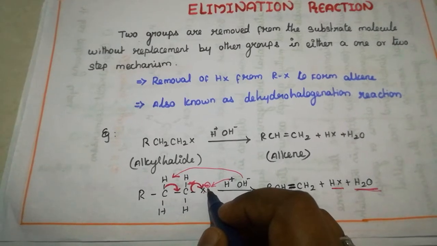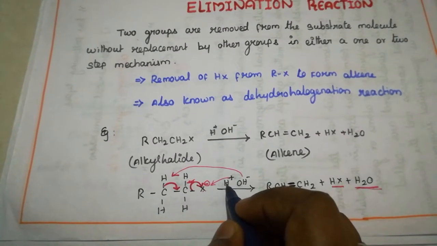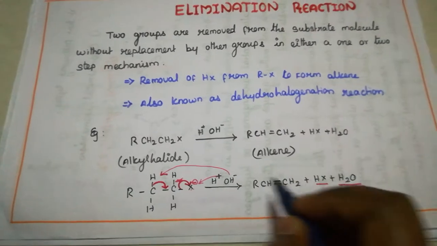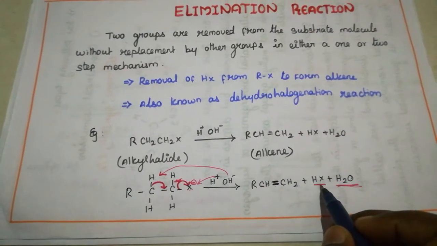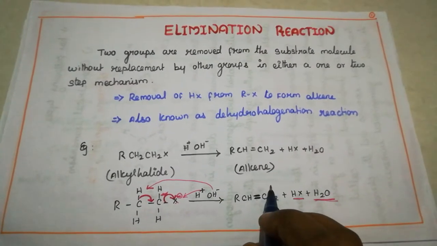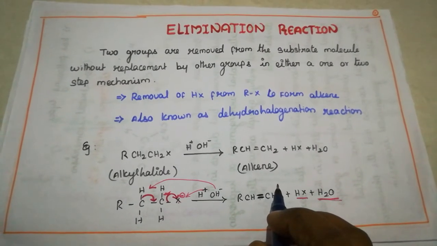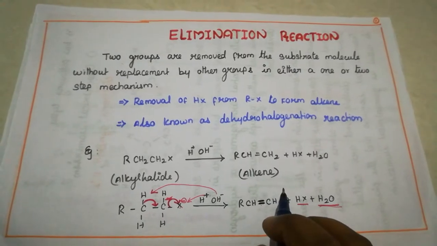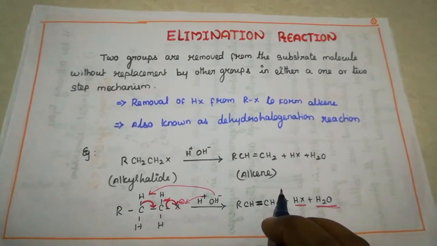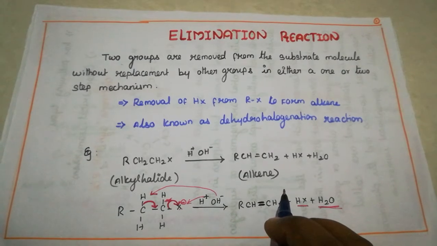It makes an extra electron on this halogen. Then this H plus ion abstracts this halogen to form HX. The final product is alkene. From this reaction, the final product is alkene. So, all the elimination reactions form alkene. It is important, keep it in mind.